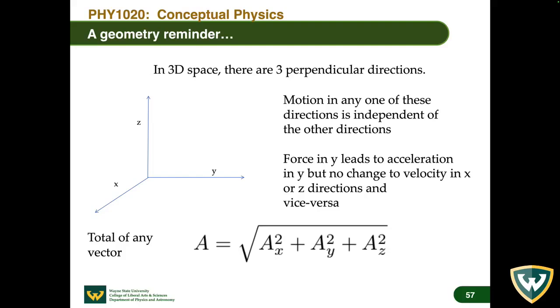I remind you of the Pythagorean theorem. If you have a vector with a component in X, a component in Y, and a component in Z, the size of this vector will be the square root of the sum of the squares of the components along X, Y, and Z.